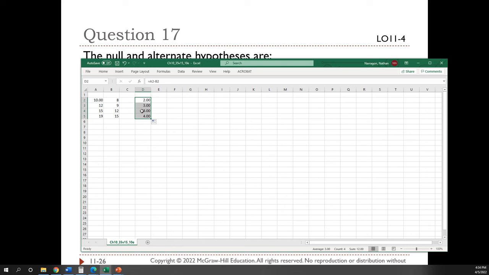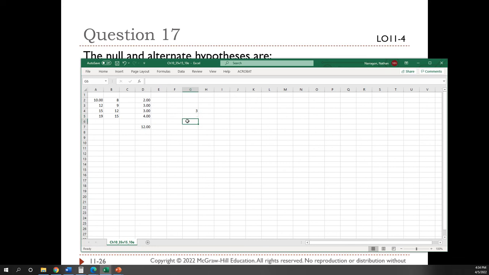Alright. So now that we know this, we need to calculate two things. First off, always calculate your mean. So 12 divided by 4. So we have 3 right there.